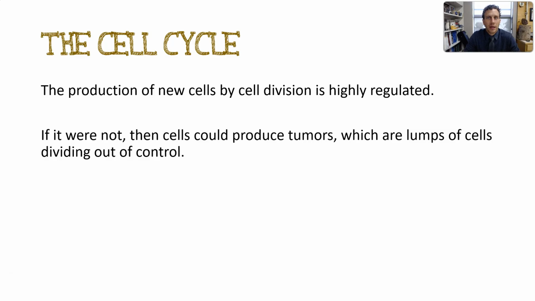Okay, we are growing throughout our lives, and cells are constantly dividing, and we want that to be done very carefully. And so God has designed our cells to divide very, very carefully. If it were not, then cells could divide out of control and produce tumors. And tumors are lumps of cells dividing out of control. And then if that's in your liver or your intestines or in bones, then it's going to affect those tissues, and they will not work well, and you get very sick.